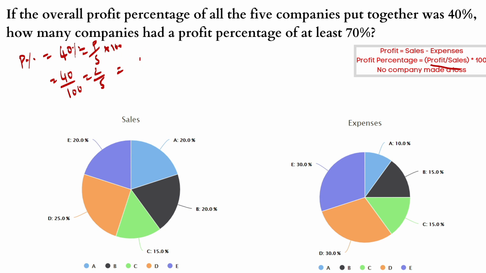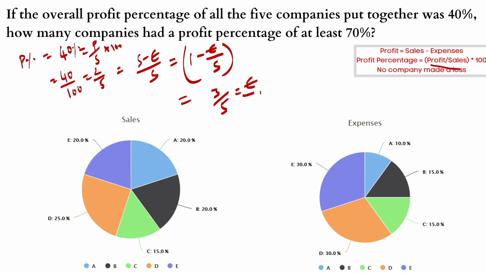So profit by sales, as we already discussed, profit is sales minus expenses, by sales. If we take S as common, it will be 1 minus E by S. If we substitute 2 by 5 for profit by sales and take the LCM, we'll get the value as 3 by 5. So E by S is equal to 3 by 5. Remember this. Which means the ratio of expenses and sales is 3:5, so the expenses is 3x and the sales is 5x. But for our calculation purposes, we will take this one as 300 and this one as 500.